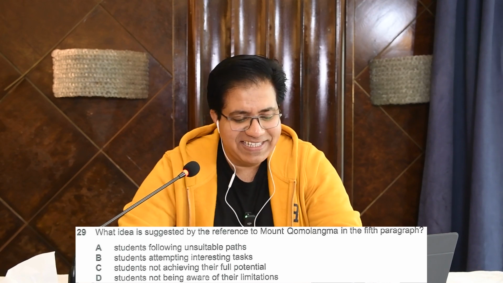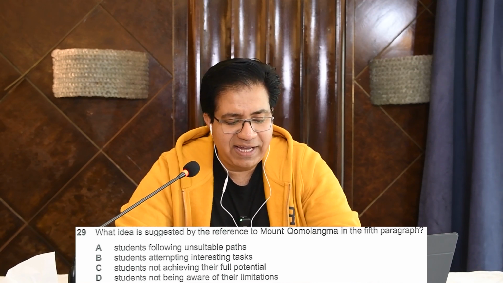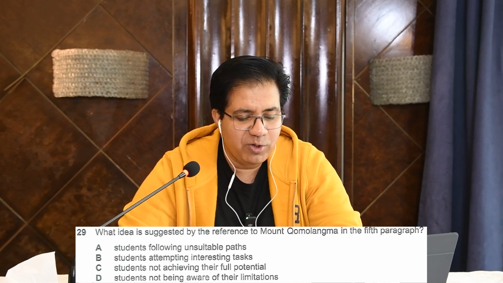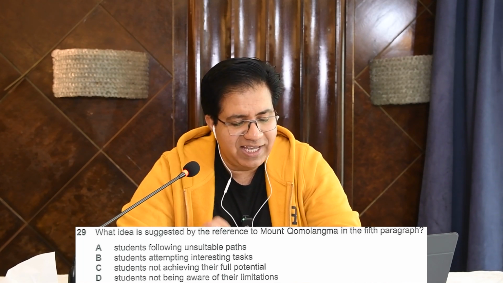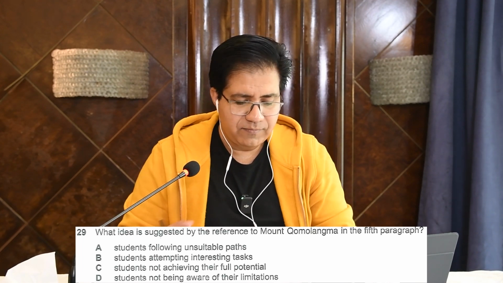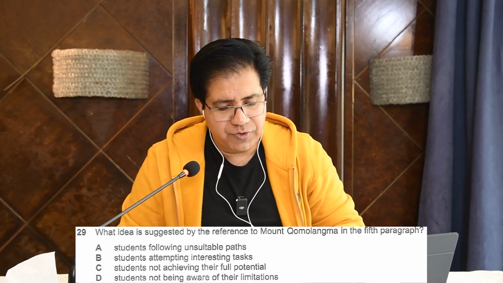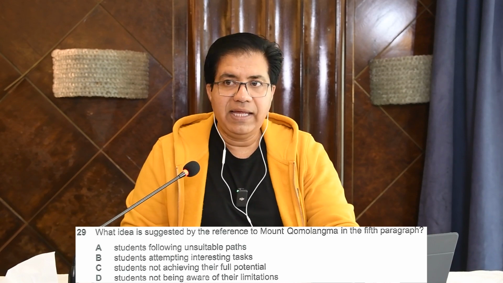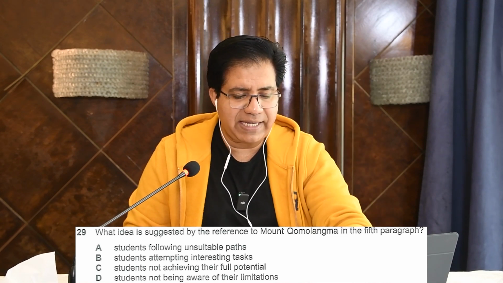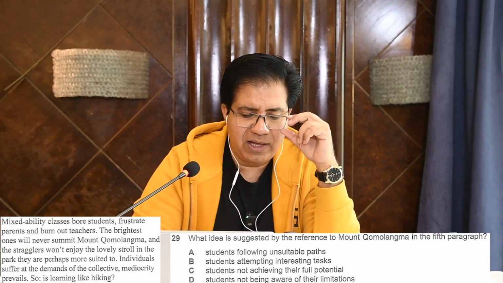Just try to read it as it is. So what idea is suggested by the reference of Mount in the 5th paragraph? Now we go to 5th paragraph, Mount this. What idea is suggested? 5th paragraph, 1, 2, 3, 4, 5. It's the 2nd column, 2nd paragraph. Title page, 2nd column, 2nd paragraph. Mixed ability class. Found it?